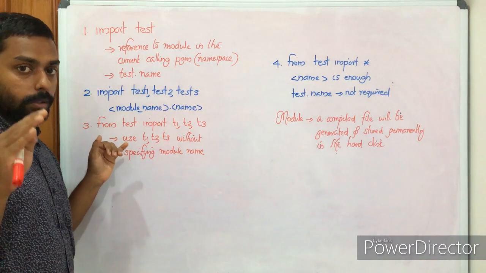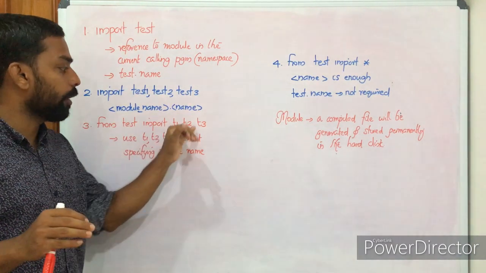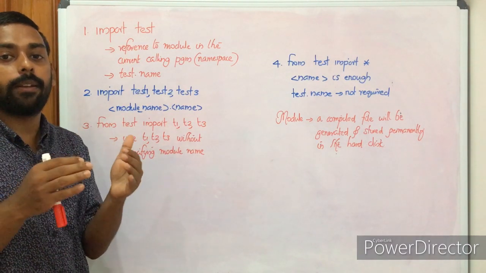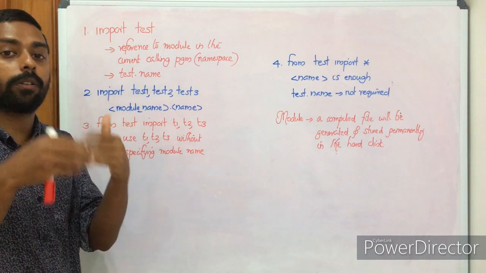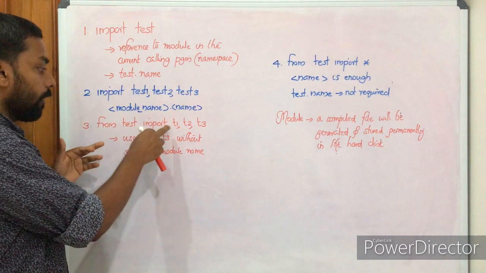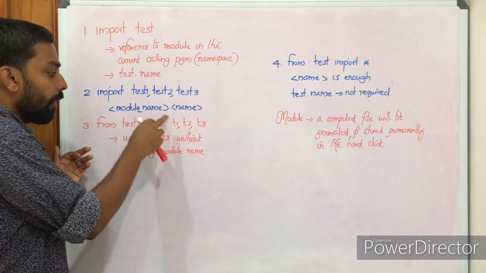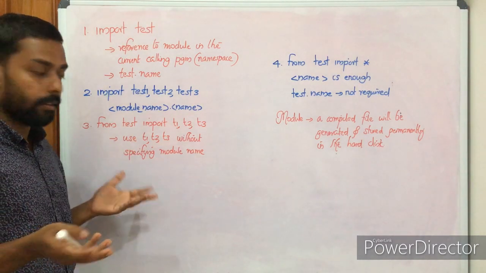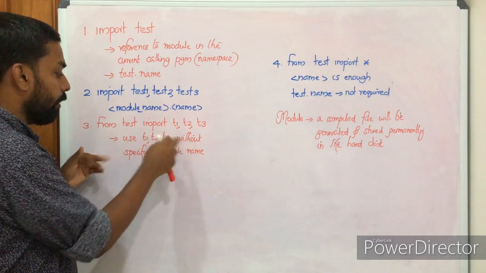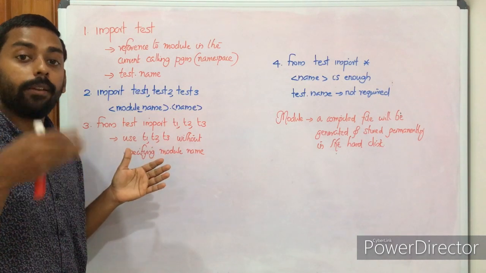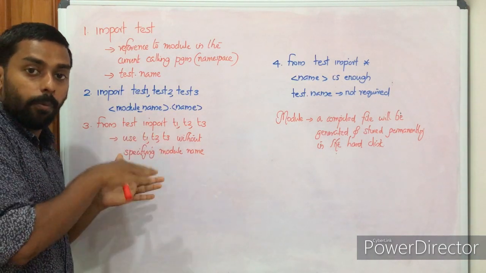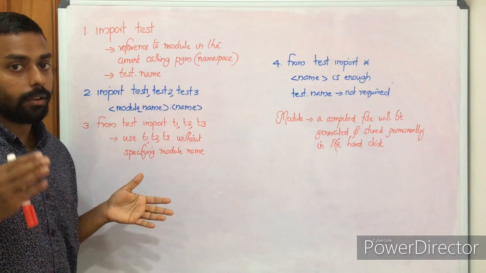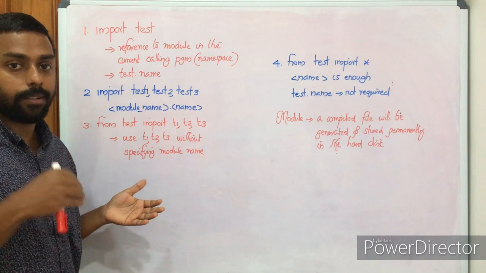Then our third one, that is using from. From test import t1, t2, t3. What is that? A reference to t1, t2, t3 will be created in the current calling program or the namespace. Here test is the module name, and t1, t2, t3 are the functions available in test. So you use t1, t2, t3 without specifying the module name. Here we can call it directly, as we have seen in our previous example. Or using dot notation also you can access it.